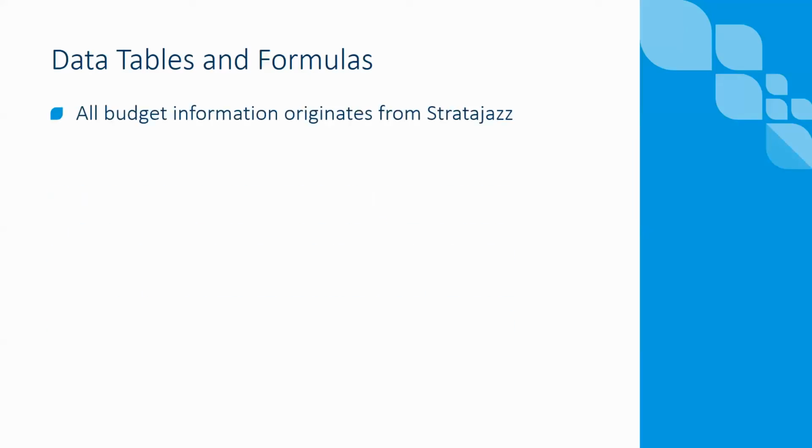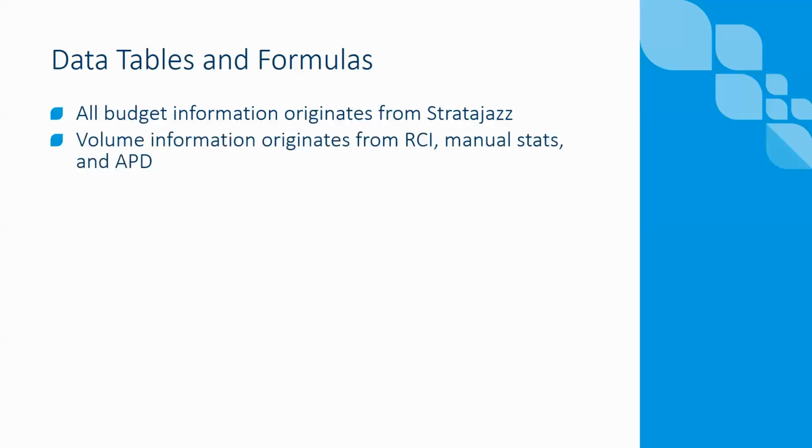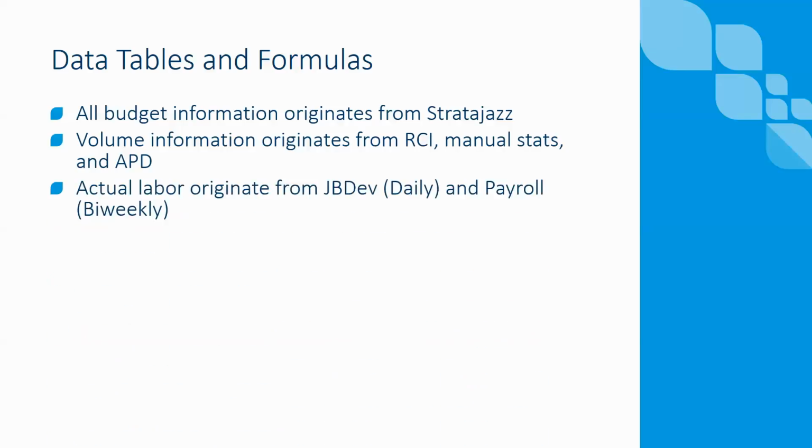In a brief overview of where the data sits, the budget comes directly from StrataJazz. Volume originates from RCI, manual statistics, and adjusted patient days for most fixed or support departments. Labor comes from the JBDev clocking system for the daily dashboard, and payroll for the bi-weekly dashboard.